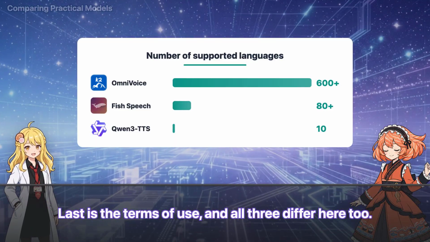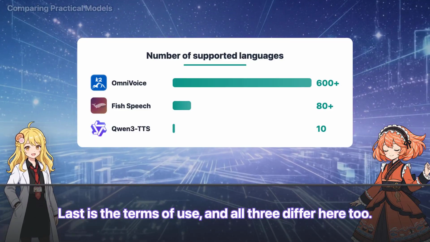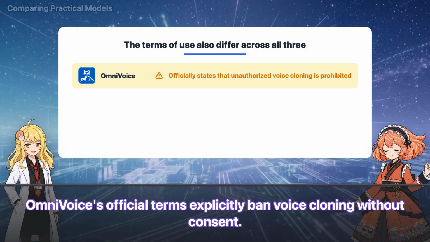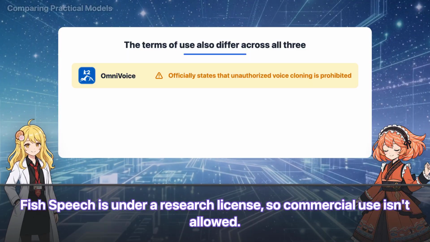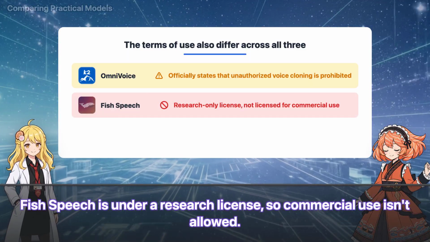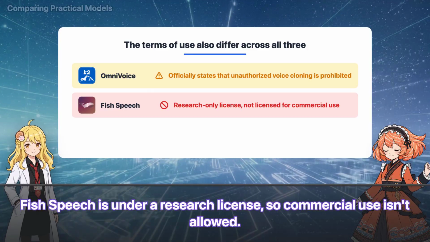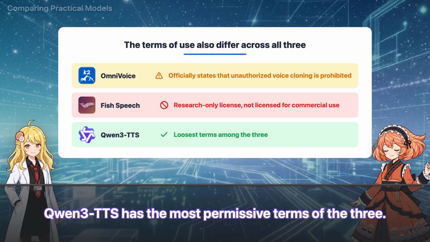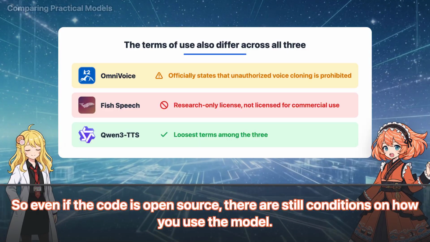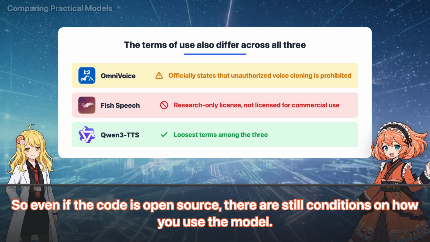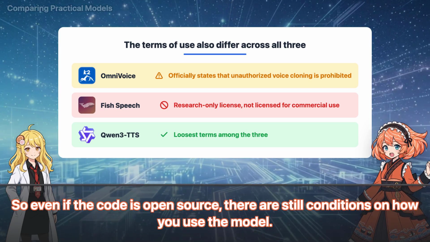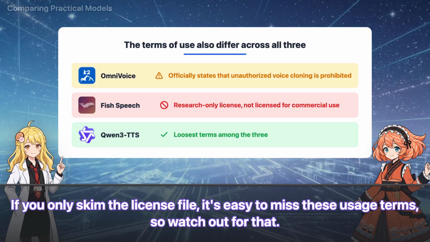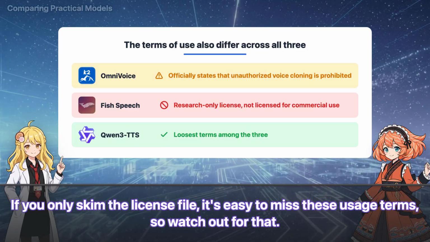Last is the terms of use, and all three differ here too. OmniVoice's official terms explicitly ban voice cloning without consent. Fish speech is under a research license, so commercial use isn't allowed. Qwen3 TTS has the most permissive terms of the three. So even if the code is open source, there are still conditions on how you use the model. If you only skim the license file, it's easy to miss these usage terms, so watch out for that.